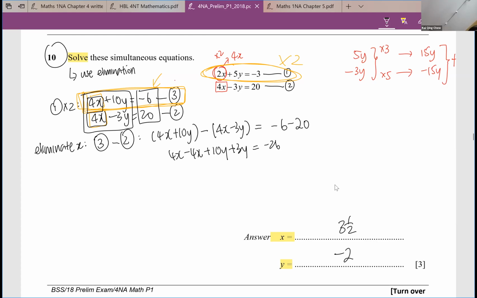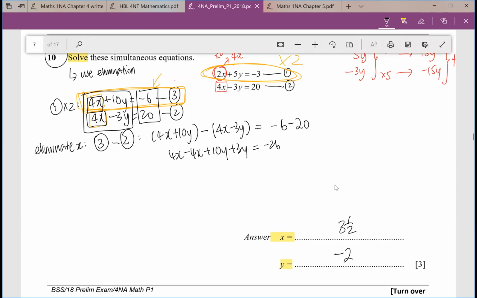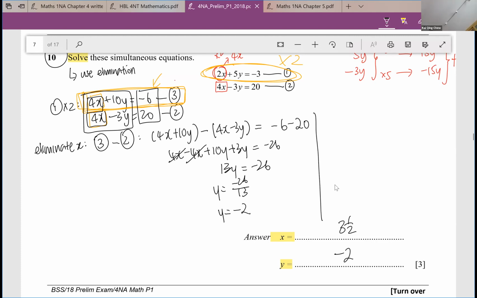You want me to continue or not? Or you all understand already? Continue. You help me continue. I have 4x minus 4x already. Then you eliminate the 4x, the common number. Yes, correct. So 13y equals negative 26. Then you get y, so you move the 13 over and divide, so y equals -2. So now you have to find x.